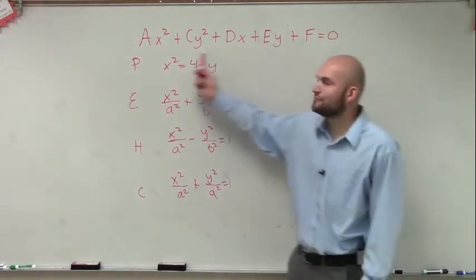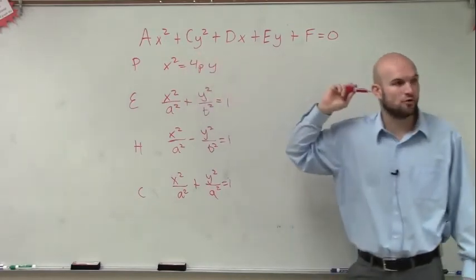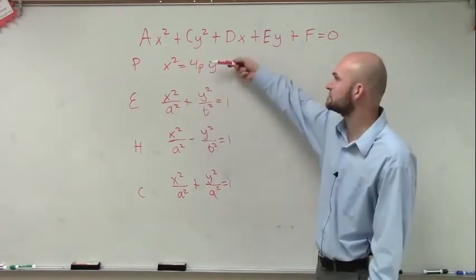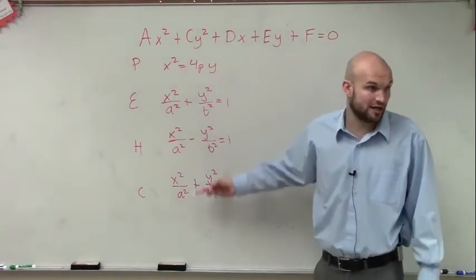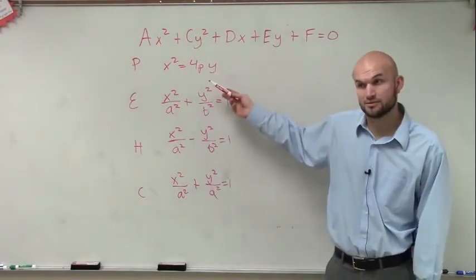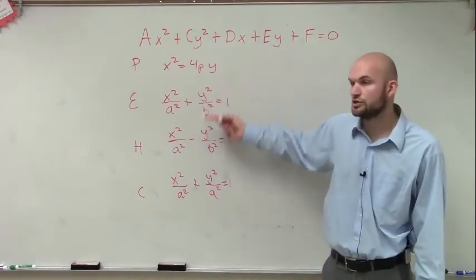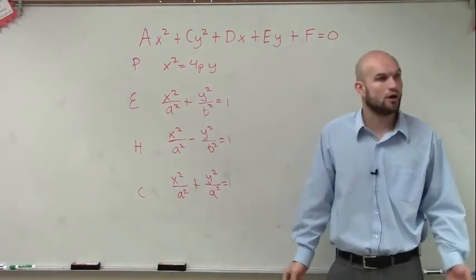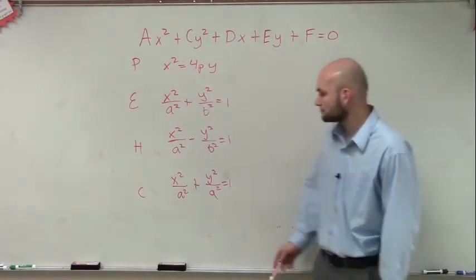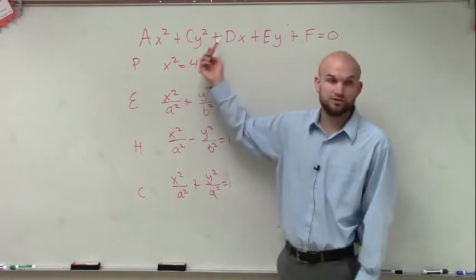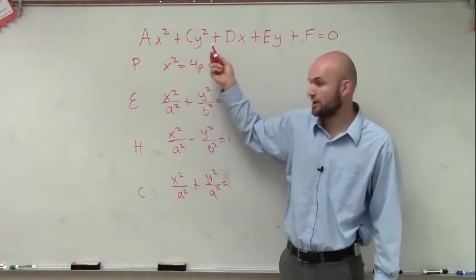So if I gave you an equation in this formula, how could you determine if it was a parabola, an ellipse, hyperbola, or circle? You could convert it to each one of these formulas, or their other counterparts, and determine it. Or there's a little bit of a test that we can look at. To do this test, we're going to look at the coefficients of our x squared and our y squared.